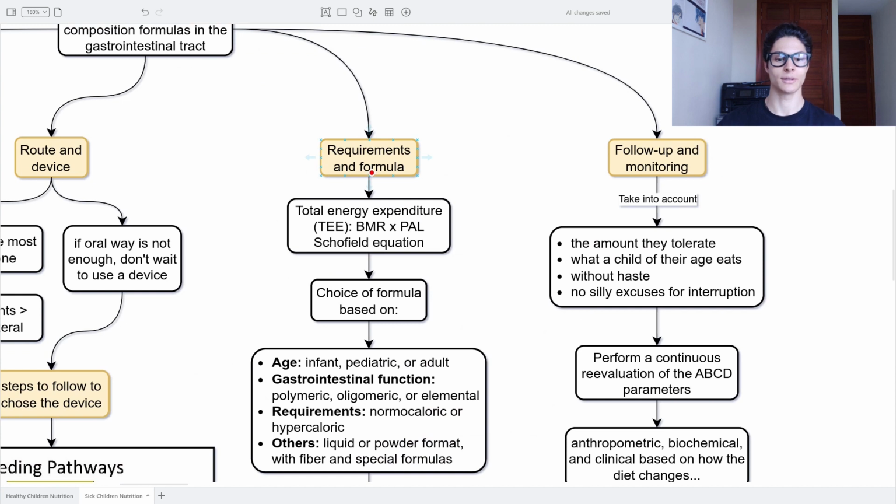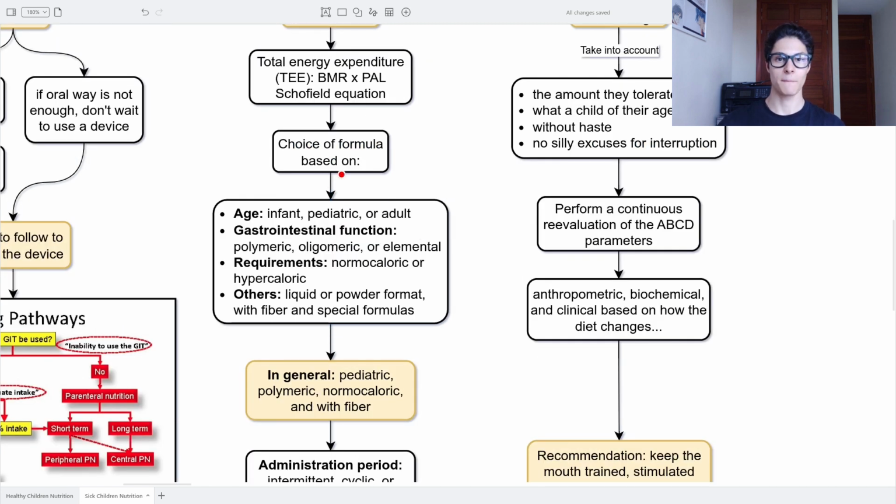So how do we calculate the requirements and choose the formula for them? Well, the total energy expenditure is done using the Schofield equation, and it basically is the BMR, the basal metabolic rate, multiplied by the physical activity level. And we have to choose the formula based on these parameters. So based on the age, we have 3 formulas: for infants, pediatric, or adults. Gastrointestinal function: is it polymeric, oligomeric, or elemental? And based on the requirements, normocaloric or hypercaloric. And other variables are things like liquid or powder format, with fiber or without it, and special formulas.